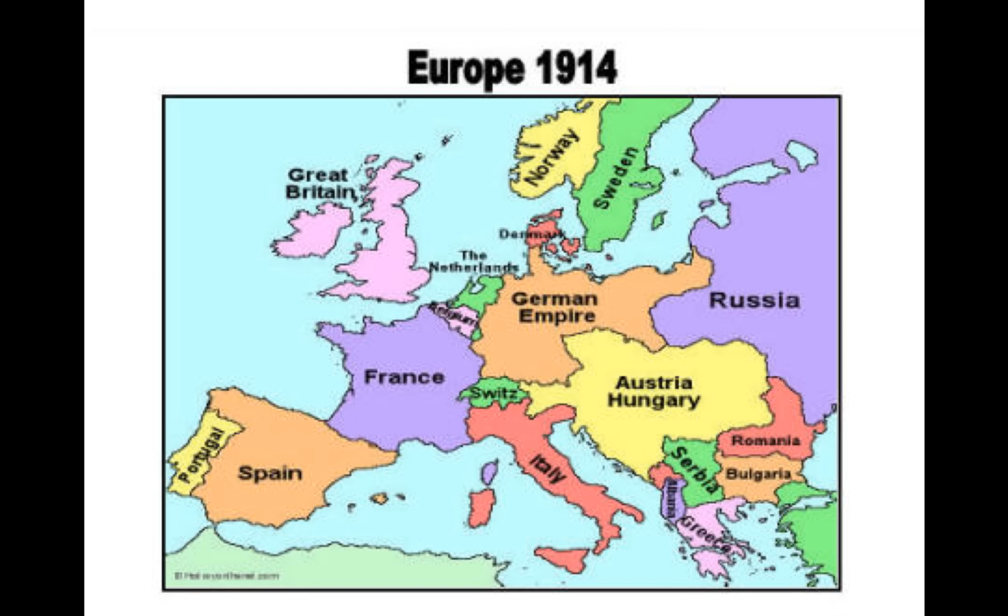So moving on, you should already be familiar with the map of Europe prior to World War I breaking out in 1914. This is just another visual for you guys to take a look at with all the different countries. Once again, you're going to have the German Empire, you're going to have Austria-Hungary. Later on, those empires are going to be broken up and turned into brand new countries.